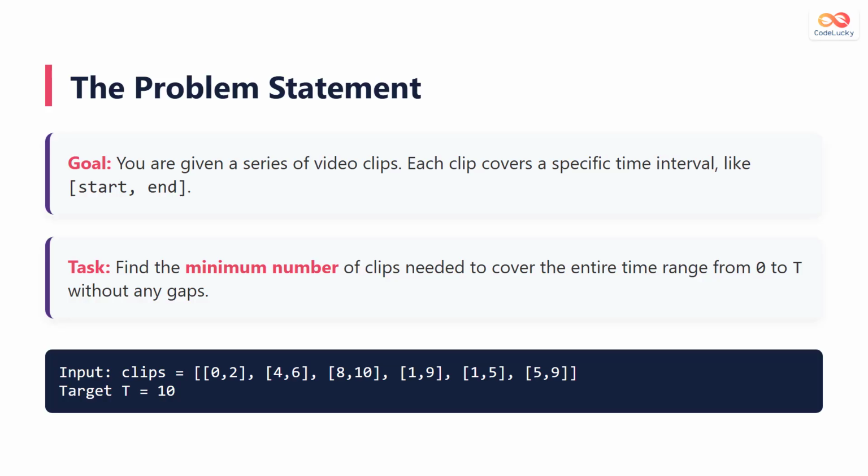Let's define our goal. We are given a set of video clips. Each clip has a start time and an end time. Our task is to take these scattered clips and stitch them together to cover a continuous time range from 0 to a target time, t. The catch is that we want to use the minimum number of clips possible.